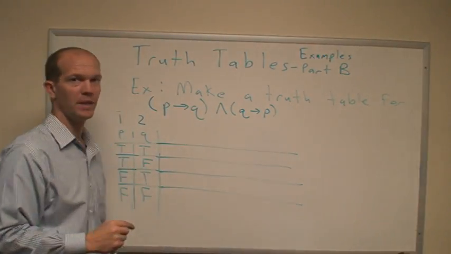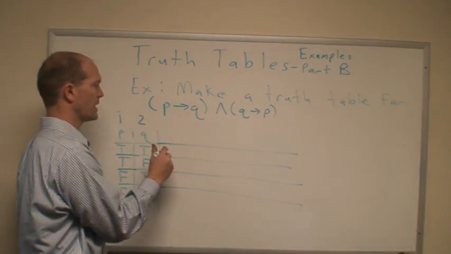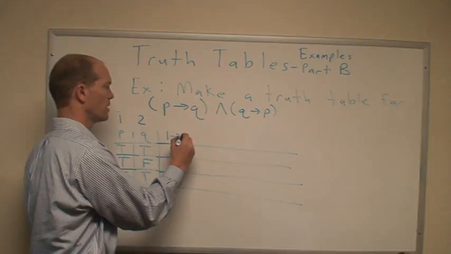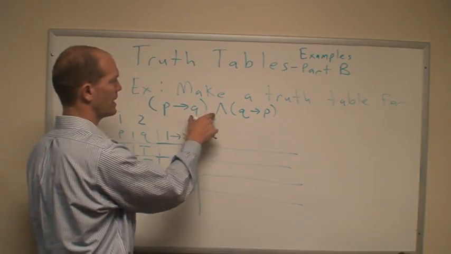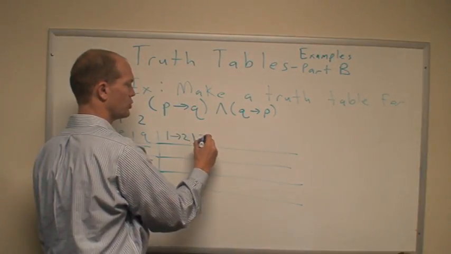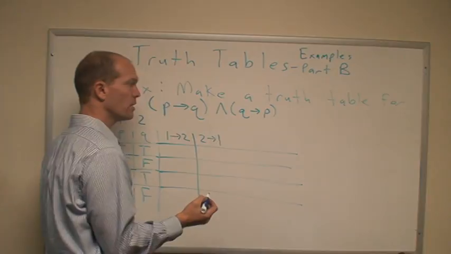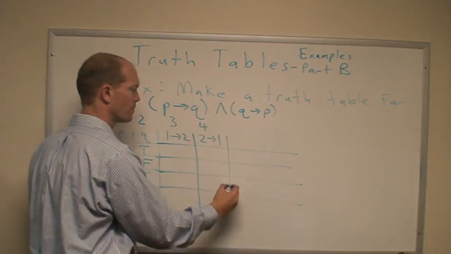In my next example, I will look at the quantity if P then Q and the quantity if Q then P. As I go from left to right, if P then Q is something I can do. That's if 1 then 2. Then I need an and statement. I don't yet have this part, so I need to do that part first. This is if 2 then 1. The order does matter there. So those are my columns 3 and 4.